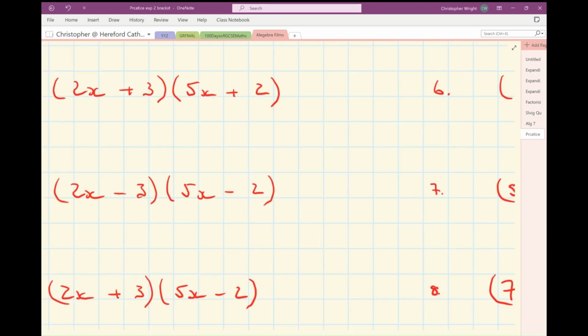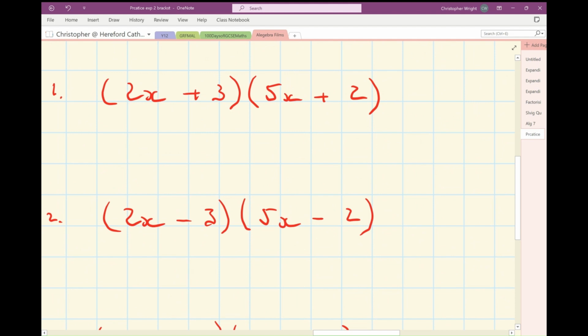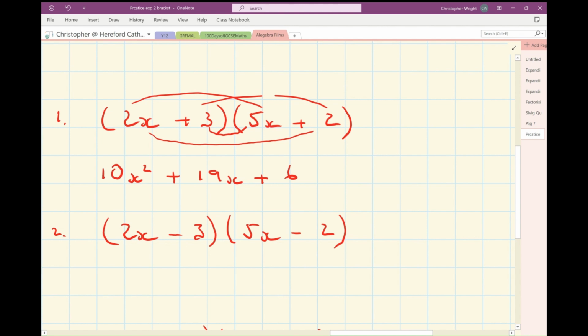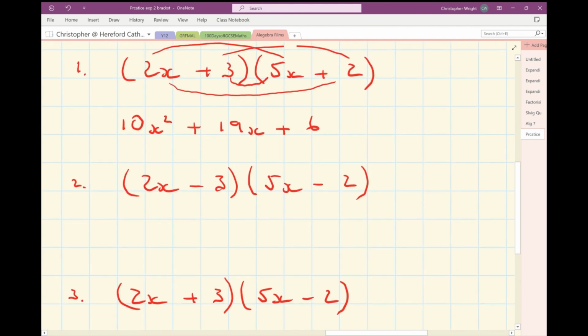Okay, number one. Right, so I've got 10x squared from my first eyebrow. Now my nose is going to give me 15x and my mouth is going to give me 4x. So I've got plus 19x and my second eyebrow gives me plus 6 at the end. Okay, number two. 2x times 5x, that's the first eyebrow. Right, the nose minus 15x and the mouth minus 4x. So I get minus 19x plus 6 at the end, because minus 3 times minus 2 is plus 6.